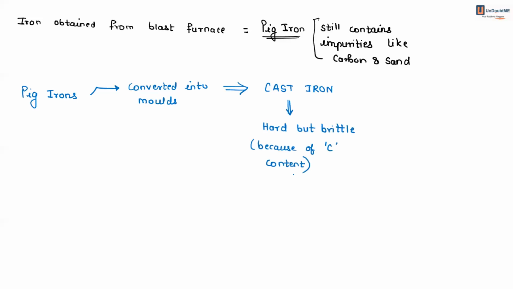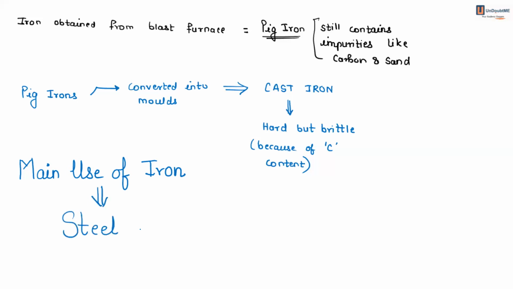But what is the main use of iron? Can anybody tell me where iron is mainly used? Yes, the main purpose of use of iron is steel making. Alloy, yes. Steel is an alloy. That's correct, Akbar. The alloy of iron is steel.